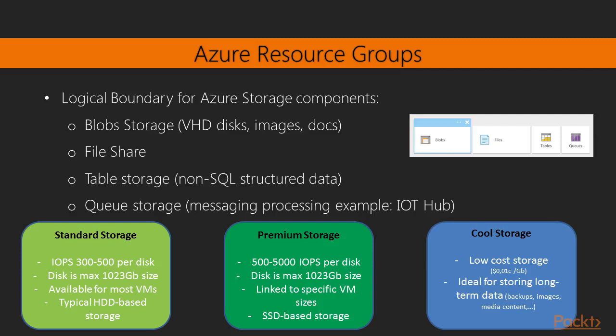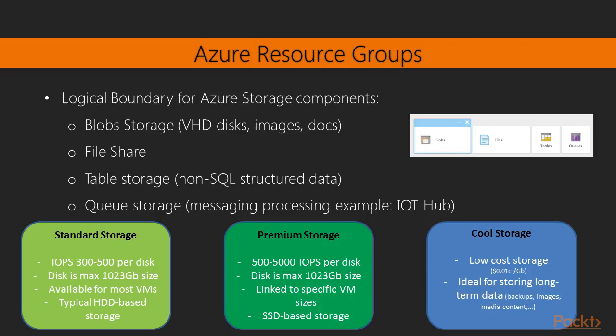Now, coming back to virtual machines, we talk about block storage, which exists in three different flavors: standard storage, premium storage, and cool storage. Standard storage provides you the location, the unit to configure virtual machine disks, where each disk gives you an average of 300 to 500 IOPS, which points to the performance of one single disk. A disk within Azure can have a maximum size of 1 terabyte. It can be linked to most virtual machines, and standard storage is based on typical hard drives, so real physical disks which are being presented as virtual disks to your virtual machines.